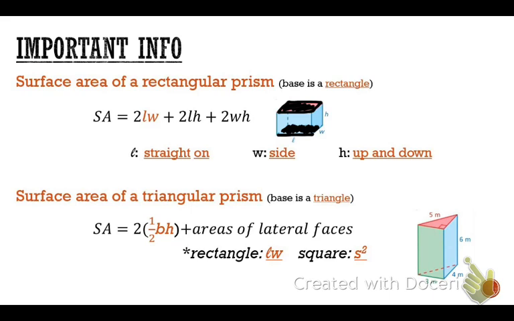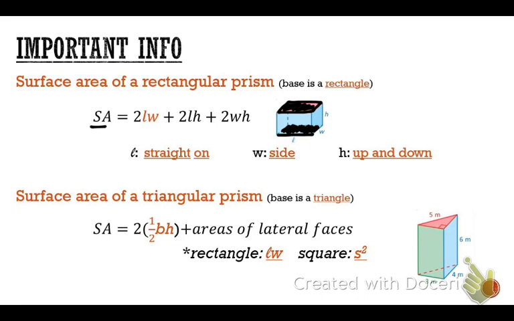We've got a surface area formula. This right here, the SA stands for surface area, and it equals 2 times the length times the width, plus 2 times the length times the height, plus 2 times the width times the height, which is a lot to remember. But one thing I really want you to focus on is how to figure out and determine what the length, the width, and the height is.